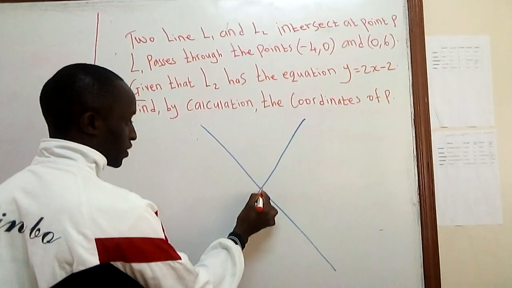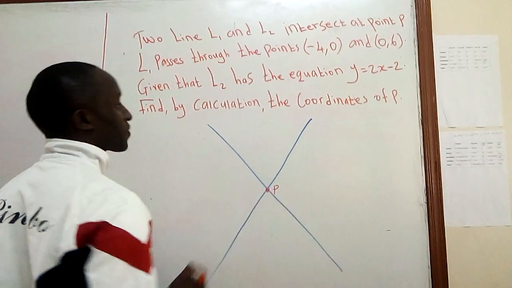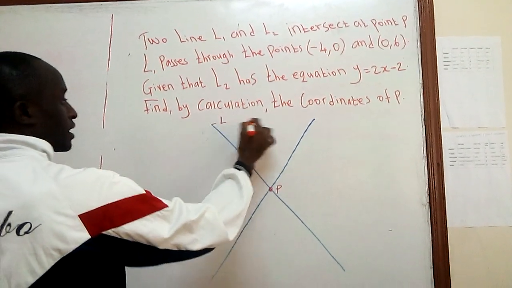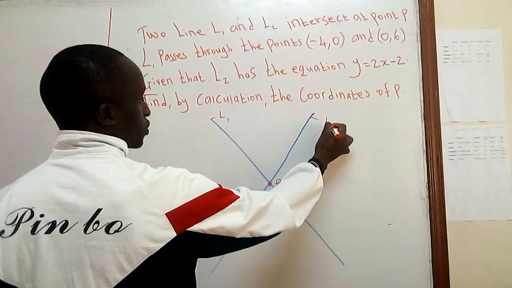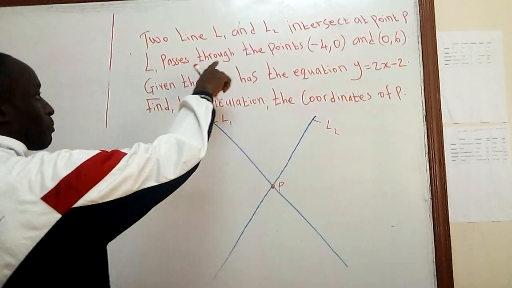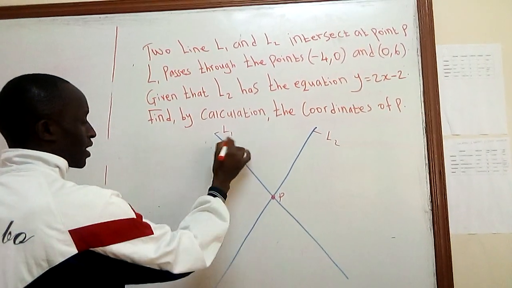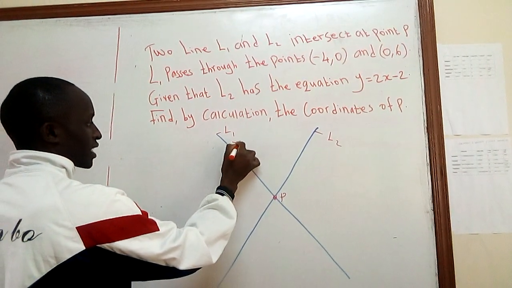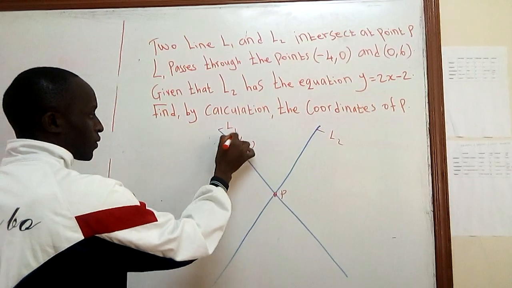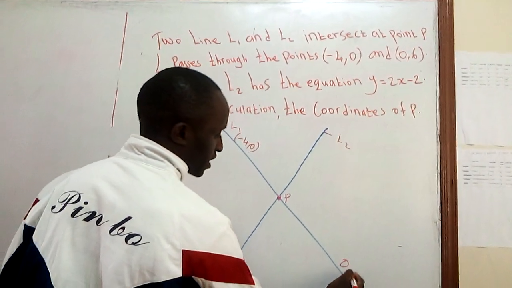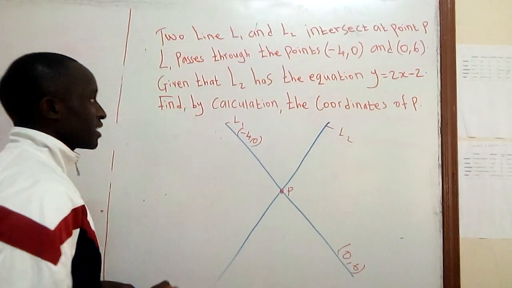This is the point of intersection P. This is going to be L1 and this one is going to be L2. And I'm told L1 passes through the point (-4, 0). This one is passing through the point (-4, 0) and (0, 6), like that.